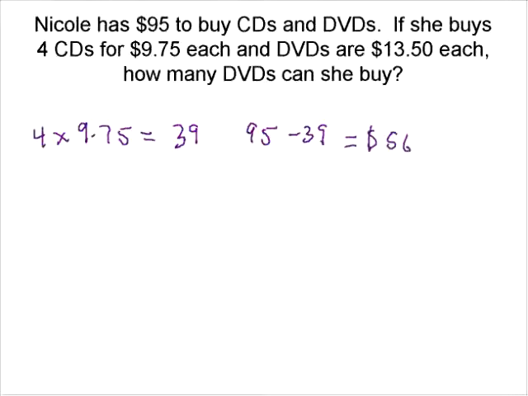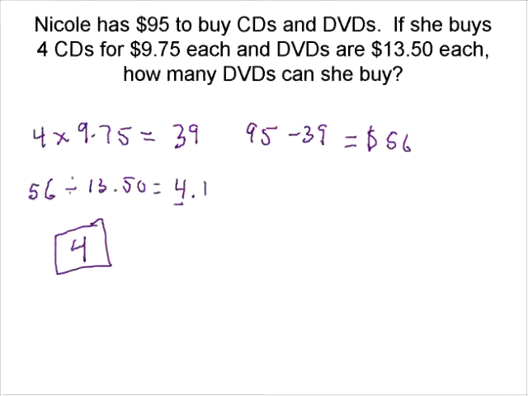Now there's 2 ways to figure out the number of DVDs. You could either say 56 divided by 13.50, and that comes out to be about 4.1. Now, she can't buy 0.1 of a DVD, so you just take the whole number portion, and the answer would be she could buy 4 DVDs. And she'll actually have a little bit of money left over, because that's where the 0.1 came from.